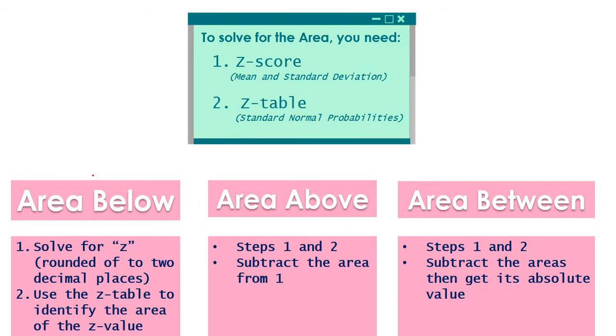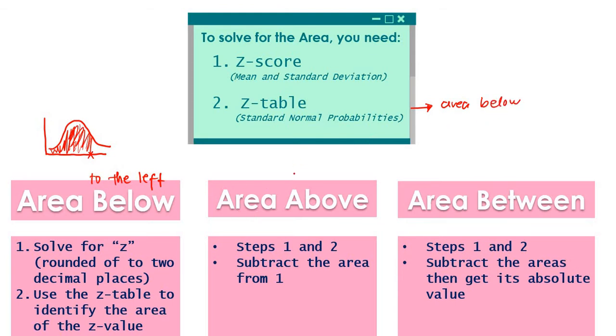When we say area below, this is also the same as area to the left of a specific score or specific z-value. So given a normal curve, and say for example we have here x, and we want to know the area below, it means we are solving for the area to its left. That's why area below is area to the left. Please also know that the z-table also covers area or probability below.